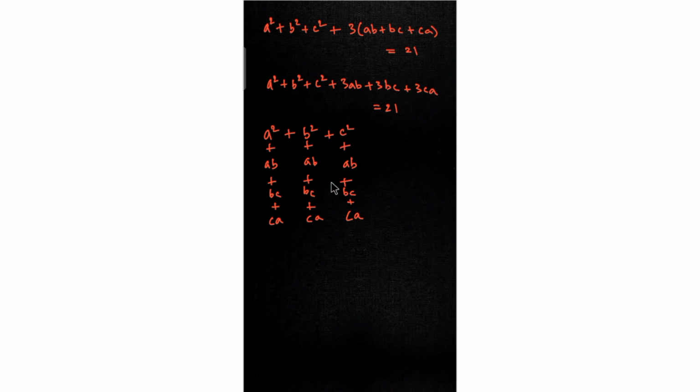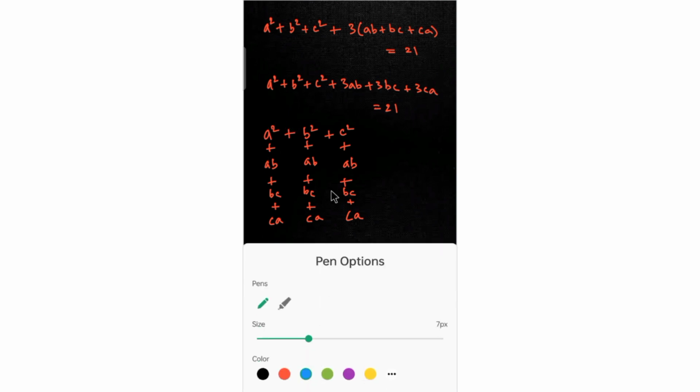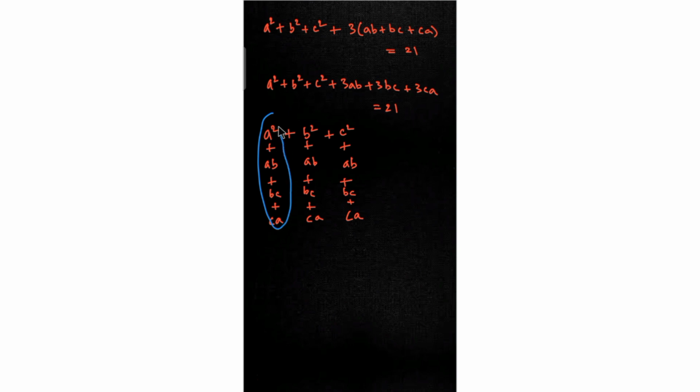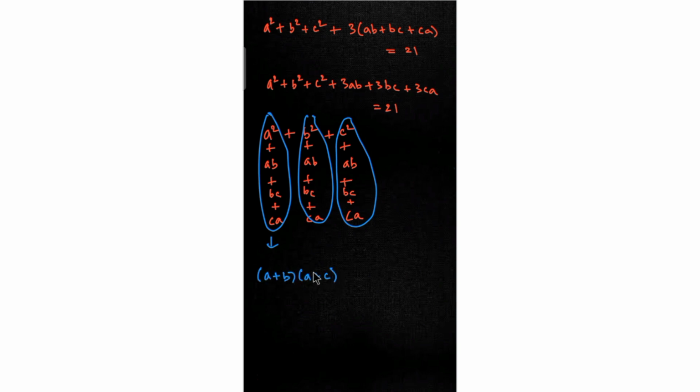So why did I write it in this way? Because I found a relation in each of these groups of four terms. So the relation that I've got is this: a square plus ab plus bc plus ca is basically a plus b into a plus c. So a into a is a square, a into c is ac, b into a is ab, b into c is bc. So this is the relation that I've got.